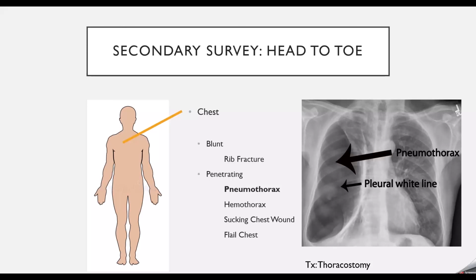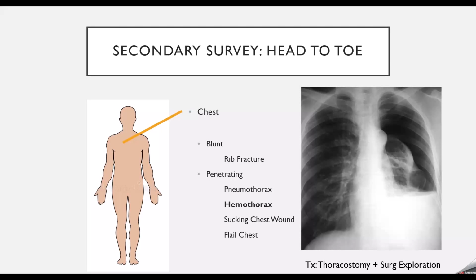Yeah, so right here you've got your pneumothorax. You're able to see a part of the lung more clearly, and there's your pleural white line. Thoracostomy is going to be your treatment of choice. Your hemothorax is also really obvious to see because you're going to see the blood pooling there. In order to treat this, you're going to want to put a chest tube in and drain all the blood out. And there are certain criteria for this.